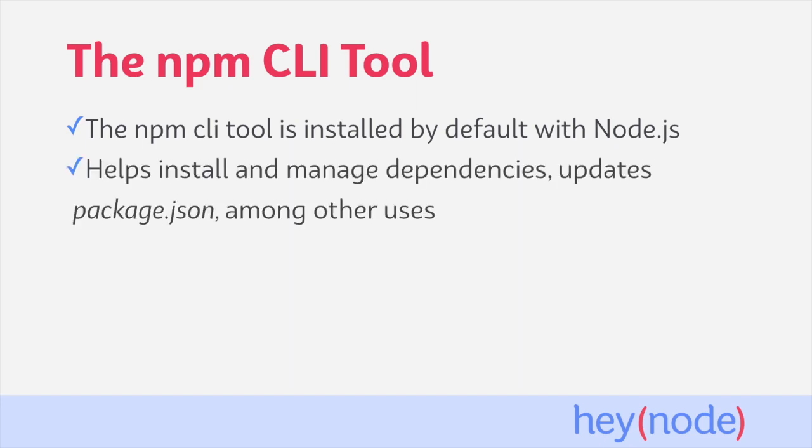The npm CLI helps you install and manage dependencies for your Node.js project. It is responsible for fetching packages from the npm registry and installing them into your node_modules directory where they are accessible from your code. When installing new dependencies, npm will also update the dependencies listing in your package.json file.